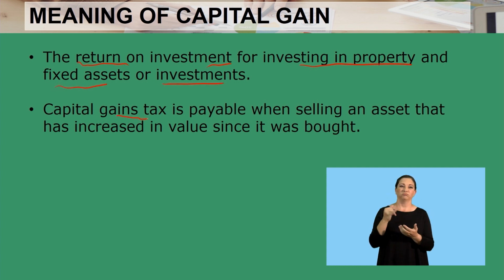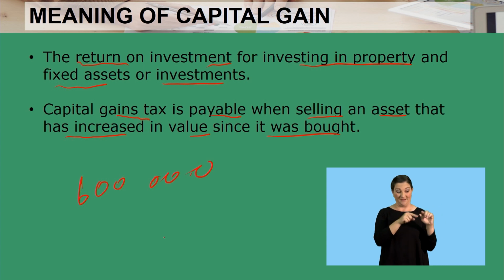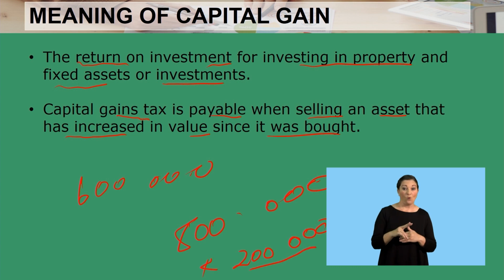So, capital gain is tax payable when selling an asset that has increased in value since it was bought. So, we are talking about property here. You buy a house for 600,000 and when you sell it maybe for 800,000. So how much capital did you gain? You have gained 200,000, meaning the value has gained 200,000. Hence, we are calling it capital gain.